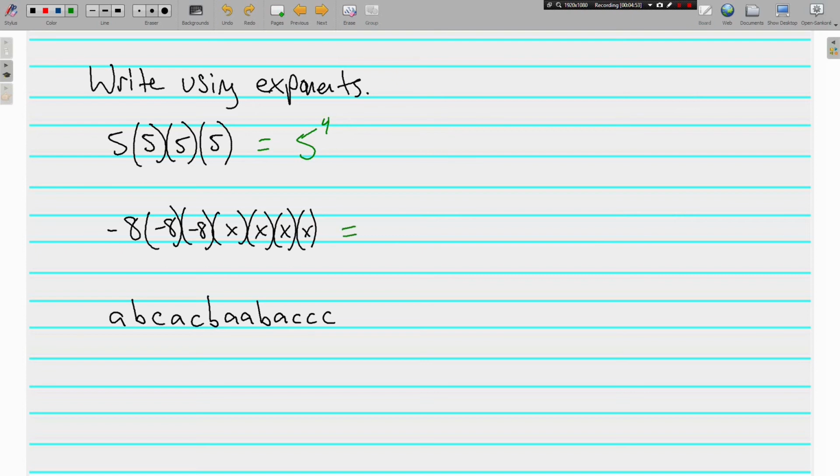This next one, I've got 1, 2, 3 negative 8s. So I have negative 8 to the third, but I also have 1, 2, 3, 4 x's. So if I were to write this out using exponents, it would be negative 8 to the third power times x to the fourth power. One more. I've got 5 a's, so a to the fifth.